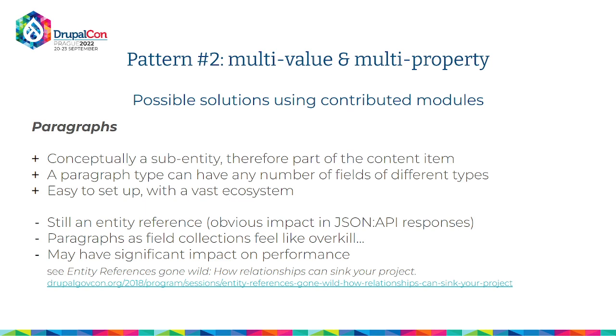So we're talking conceptually about a sub-entity, which is indeed part of our content item. And it's fieldable as well, so you can have any sort of combinations, have a vast ecosystem, easy to set up. But it's still an entity reference. So if you're using JSON API responses, you're going to have relationships instead of attributes. If your use case is simple, this might feel like overkill. And it can have an impact on performance.